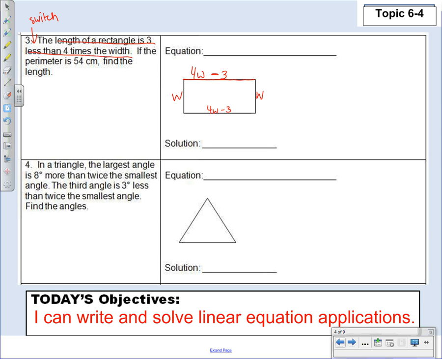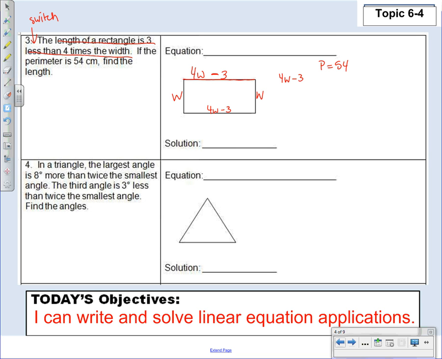So first step, draw. Second step, come up with our equation. We're told the perimeter is 54. Perimeter means, again, add all the sides. So let's add all the sides. I like adding up and down, so I'm going to write mine up and down.